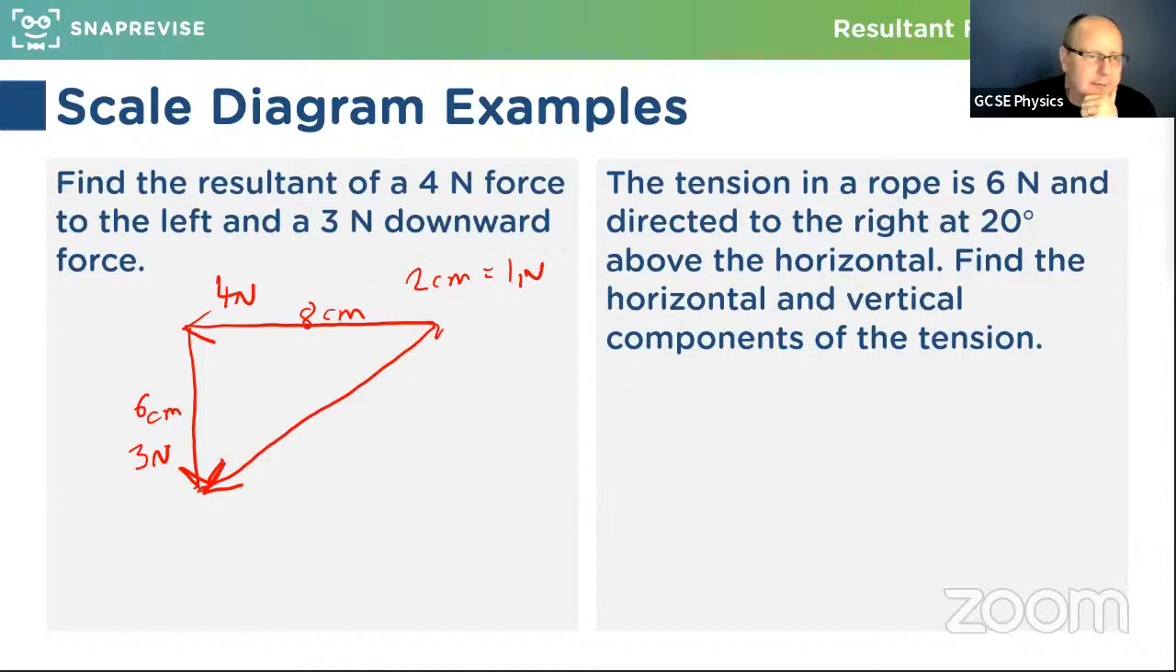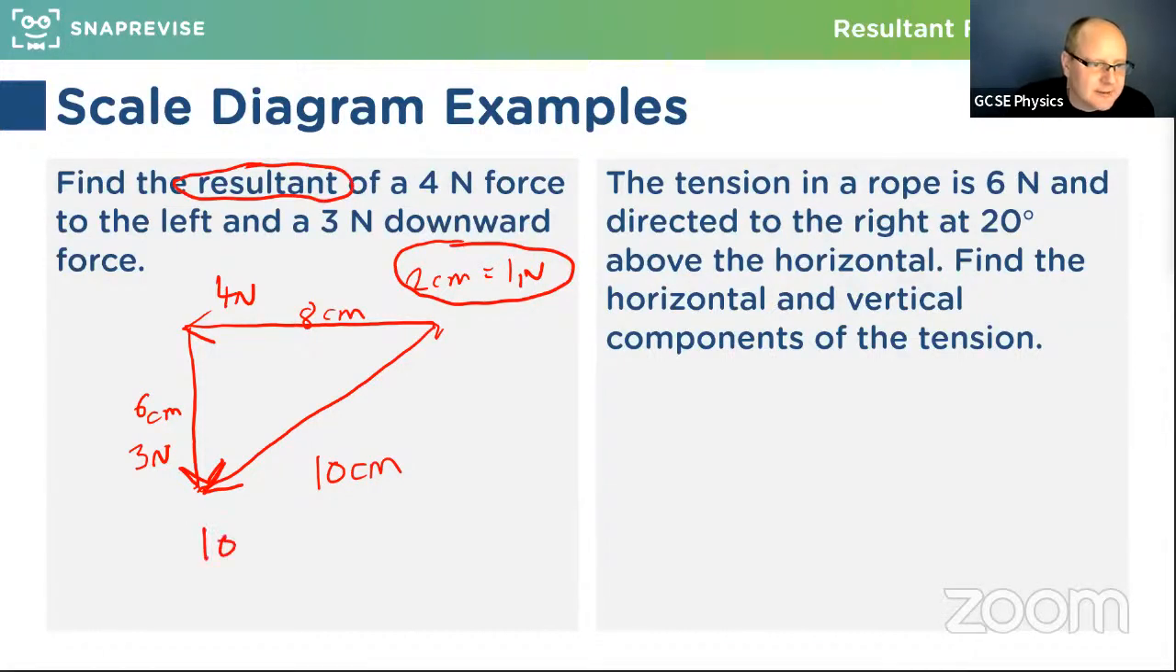If we measure that, we've got a 3-4-5 triangle here, for those of you who are mathematically inclined, because we've got 6-8. So that means this is going to be 10 centimeters long. You would find that by measuring it accurately with a clear ruler. So if we apply our scale, 2 centimeters is 1 newton, and we've been asked to find the resultant, the resultant is going to be 10 divided by 2. And 10 divided by 2 is 5 newtons.